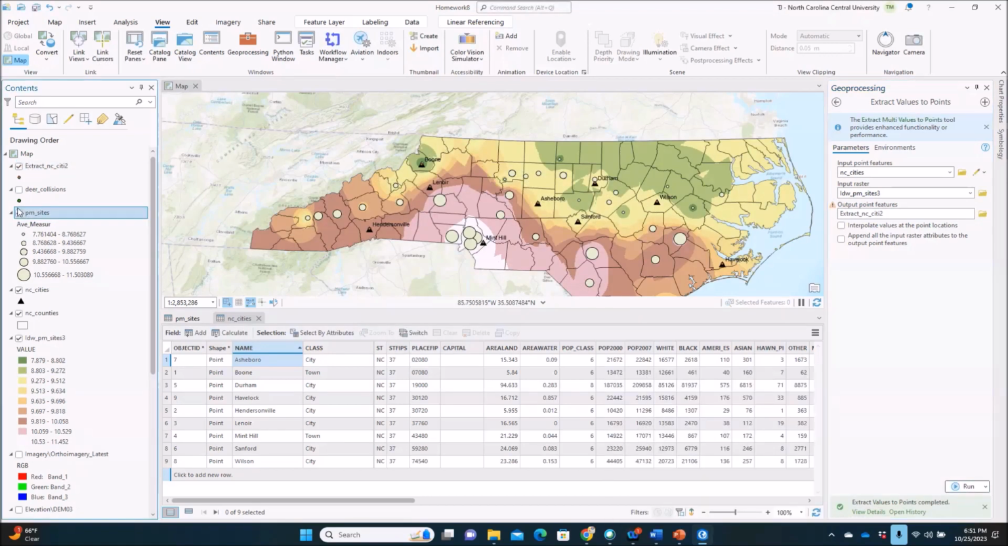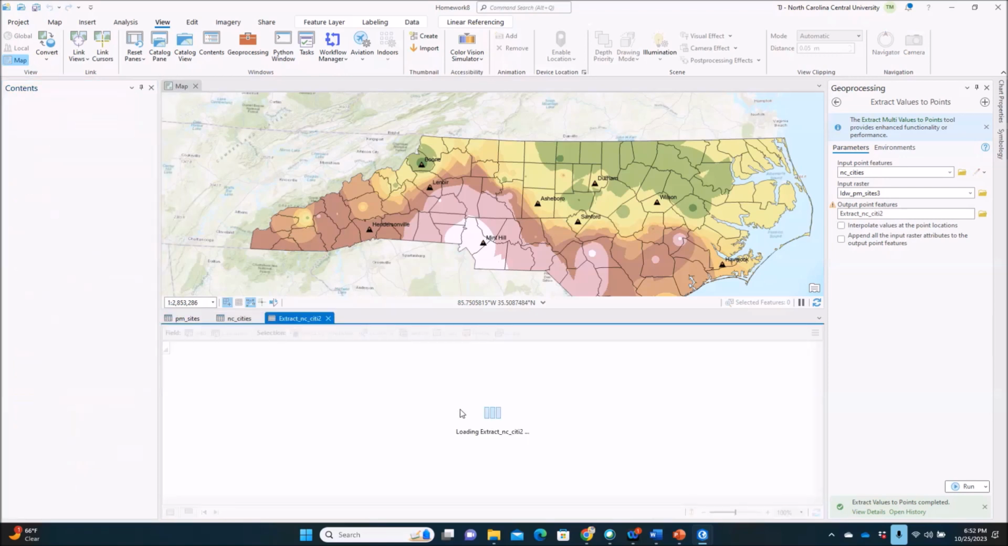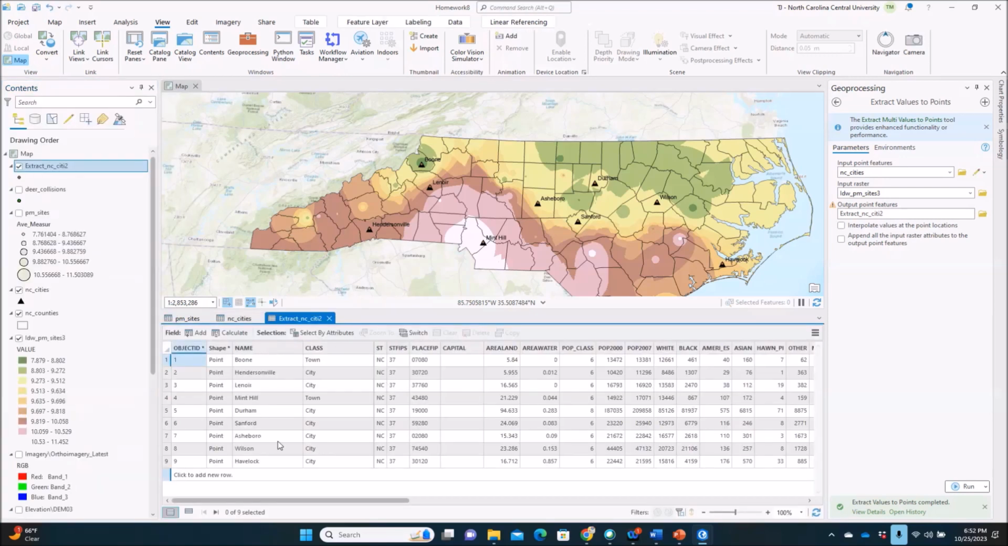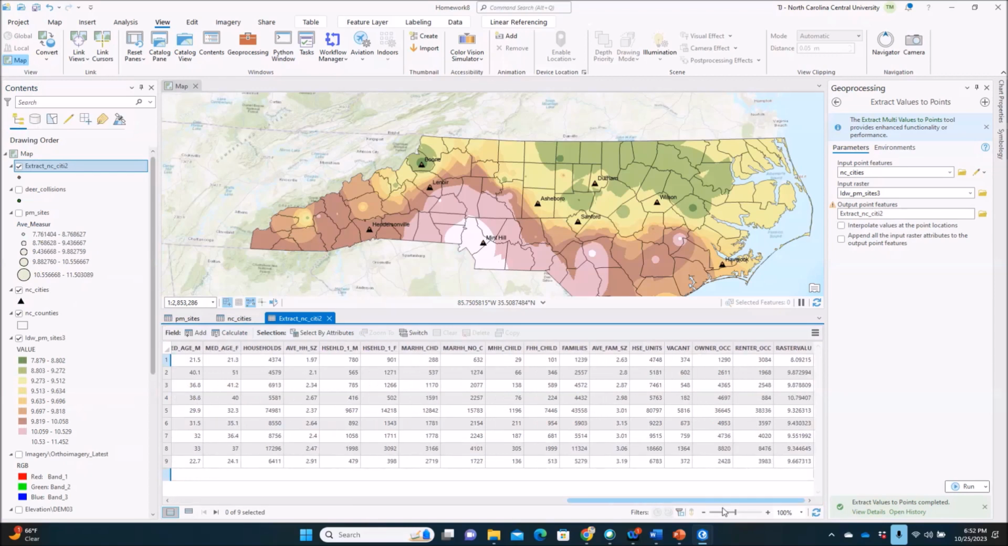But now, let's see what I got here. I got a brand new feature class. So this is a little different than your joins and your spatial joins where we're just appending things. So now I can open this thing up. What do I got? I've got the name of the city, and let me go all the way to the end. I've got something here called the raster value.